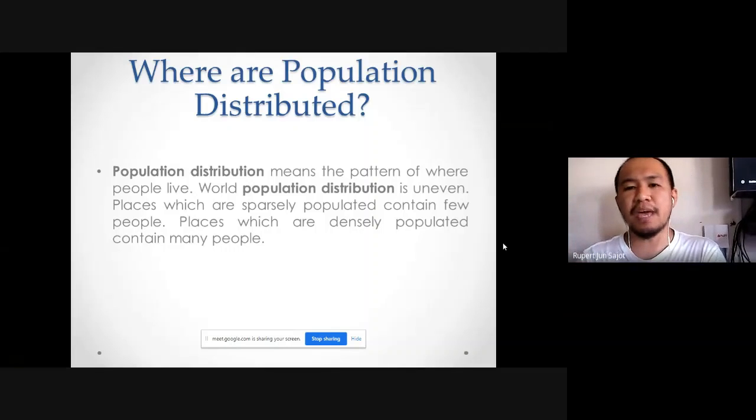From this definition, you'd be able to make a reference to our country. If you take a look at the Philippines, you'd be able to see where the densely populated areas are and where the areas that are not populated that much are. In Luzon, we have the center, Metro Manila. It's quite compressed and really densely populated. In Visayas, the best example would be Cebu, which is densely populated. And in Mindanao, we have Davao.